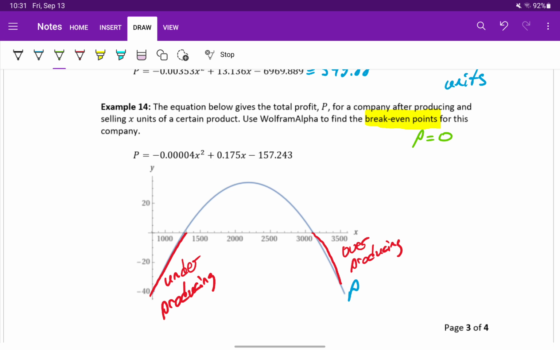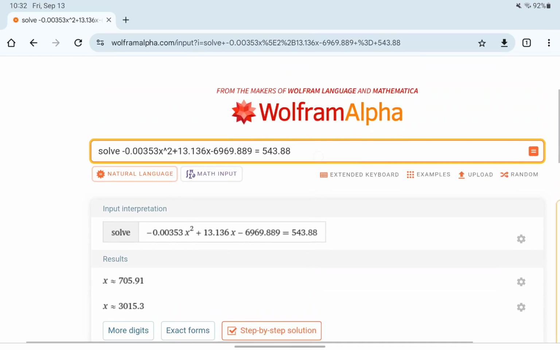And then what we have in the area in between is where we're generating profit. At any of the production levels between these 2 points, our company is making money. What we want to do is find those two break-even points where our profit is equal to 0, because that tells us anywhere in between those values, we're at a point where our company is making money. So what we need to do is take our profit equation, set it equal to 0, and solve.